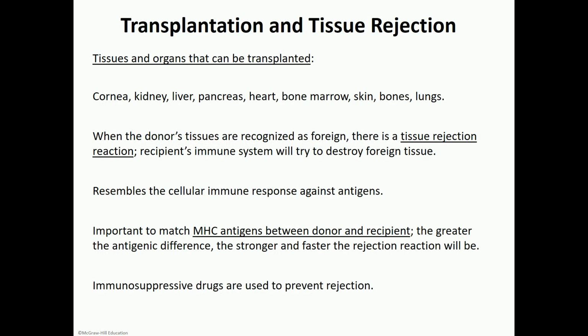Now, transplantation and tissue rejection is also another form clinically related to the immune system. Different kinds of organs can be transplanted, for example, cornea, kidneys, bone marrow, lungs, pancreatic tissue. There are so many different tissues, and the list is getting bigger. If the donor tissue is recognized as foreign by the recipient, that will lead again to the production of antibodies, and that can lead to tissue rejection reaction, where the recipient's immune system will destroy that foreign tissue.